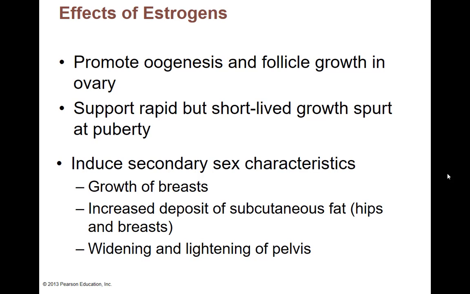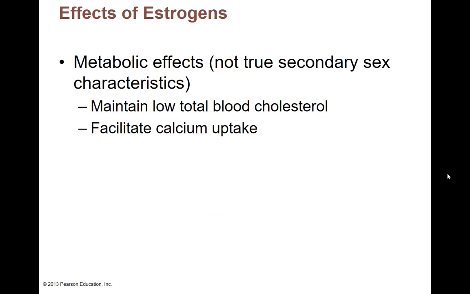And then the boys start to catch back up again, and they have their growth spurt. But estrogen works faster and kicks in faster than the testosterone. So they have their growth spurt early, which also means they stop growing earlier as well. Other things that estrogen does: it gives all the secondary sex characteristics of females. It causes the growth of breasts, increases deposit of fat on your hips, yay, and your breasts. And then it also causes the widening and the lightening of the pelvis, again, to prepare for childbirth.